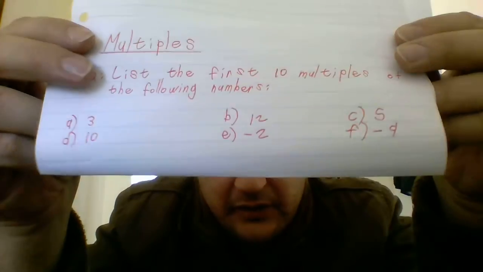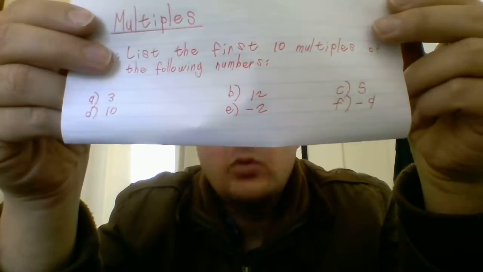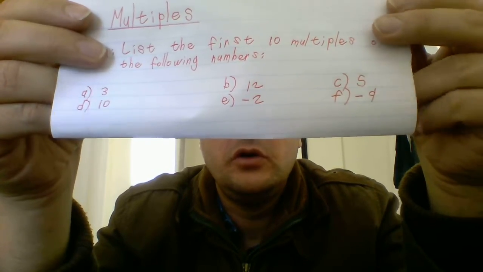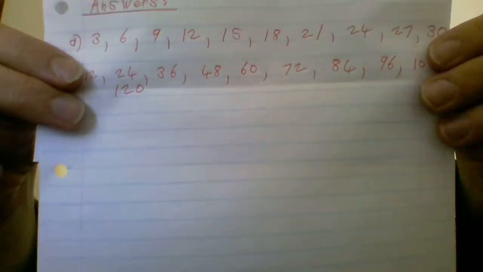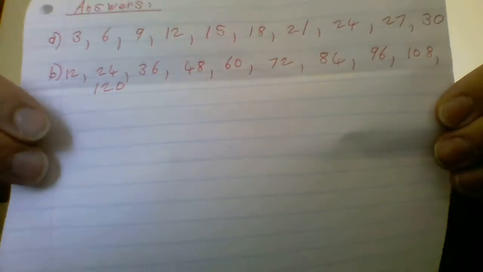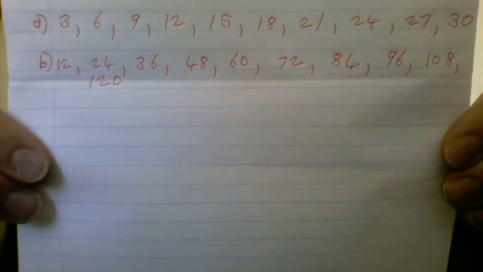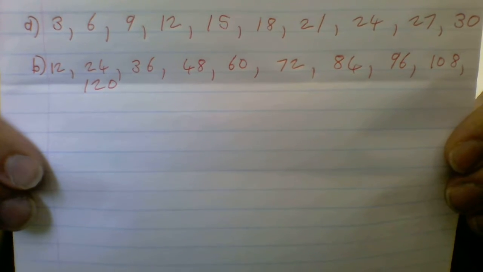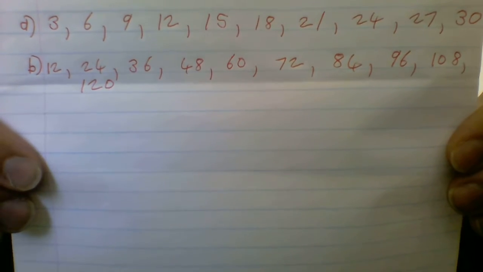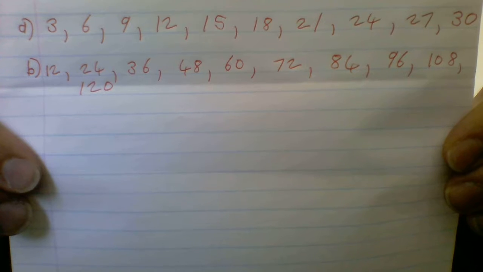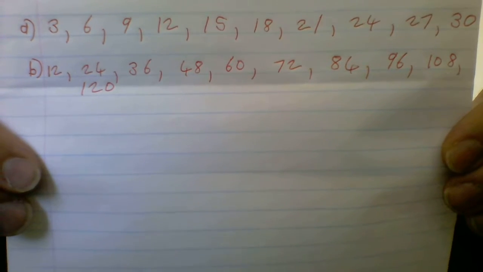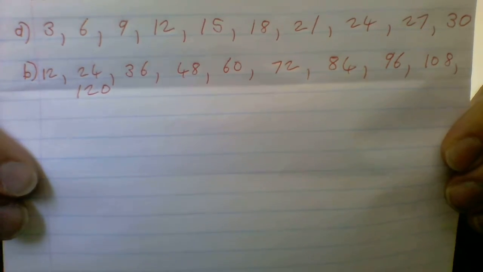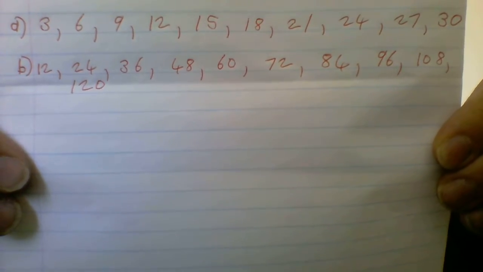Then the next one would be, what are the multiples of 12? So that will obviously be 12, 24, 36, 48, 60, etc., up until 120. It goes on forever. The question only asks you to list the first 10, but it will go on infinitely.